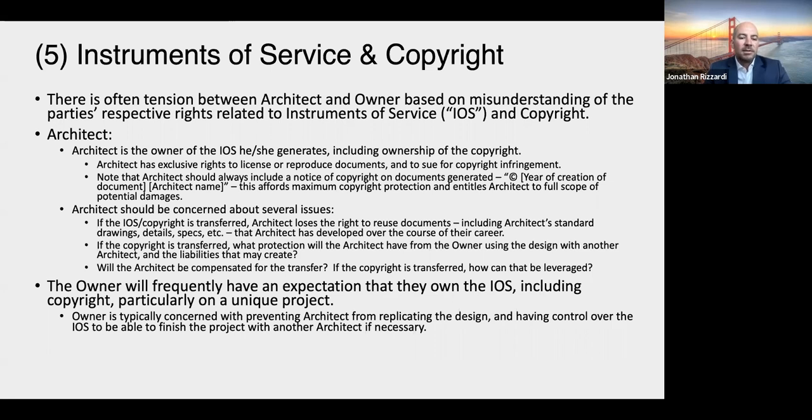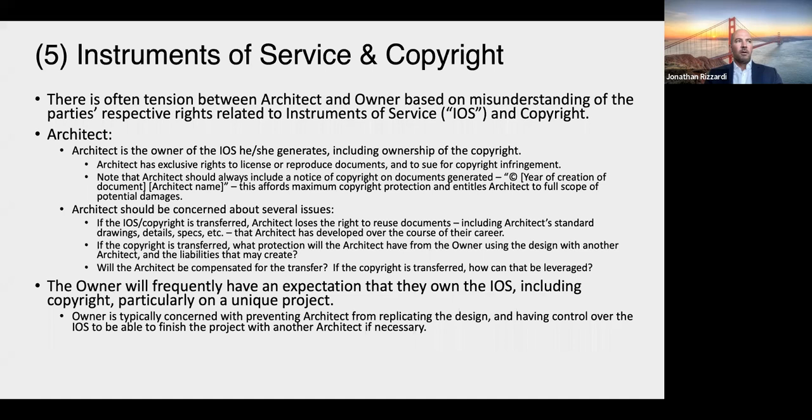The other one is what happens if the owner and I have a falling out, the contract's terminated, and the owner goes to another architect. What happens to my design? What happens to me then? What kind of liabilities are created? And then finally, if it's transferred, how do I get paid for that? How do I get some leverage out of that? Is there anything I can do with that? So those are, I think, the primary things that the architect should be thinking about.